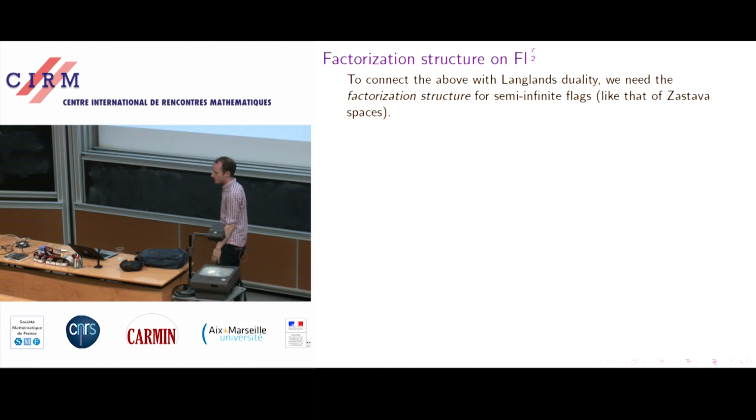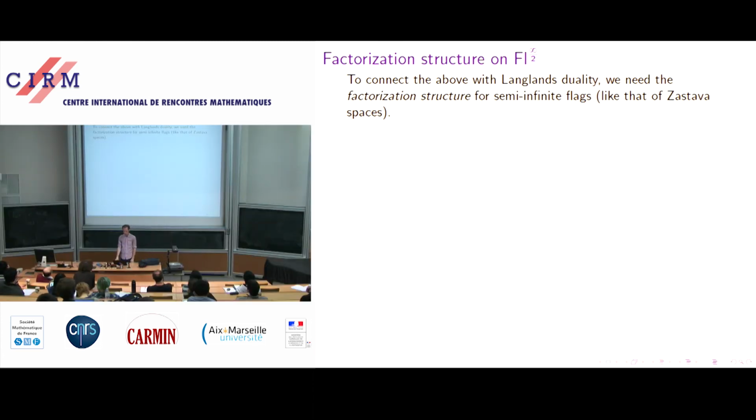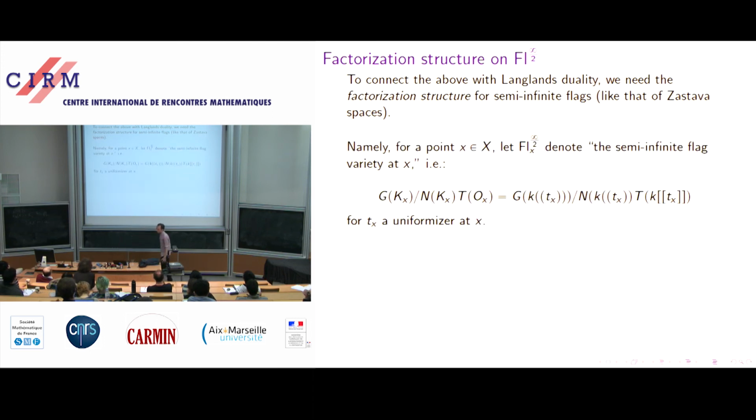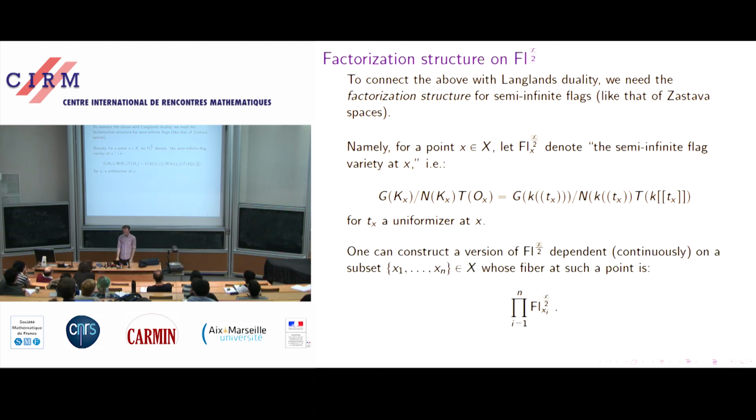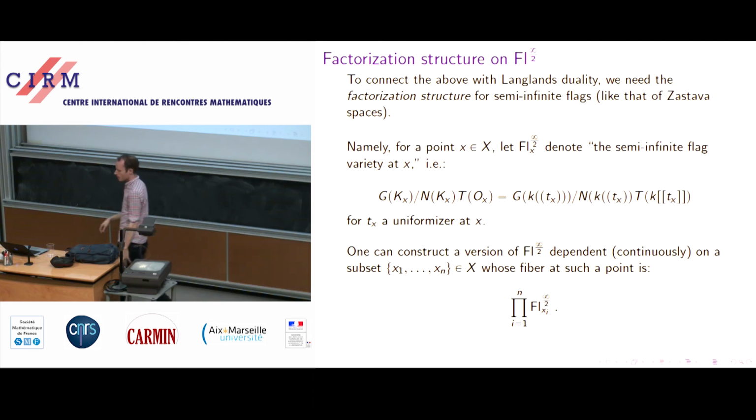OK, so now I want to connect those computations with these earlier conjectures, this Langlands duality for D modules on the semi-infinite flag variety. In order to do that, I'm going to need to appeal to the so-called factorization structure on the semi-infinite flag variety. I'm using factorization in the same sense, more or less, as I used it for Zastava spaces before. Roughly, here's what it is if you've never seen this stuff before. If you have a point in your curve, there's a semi-infinite flag variety at that point. You just take Laurent series and Taylor series based at that point in your curve. And if you know the Beilinson-Drinfeld Grassmannian, it shouldn't be surprising that there's a version that depends, so to speak, continuously on a finite subset of the curve. Its fiber at those points is this product of semi-infinite flag varieties. But as the points collide, different factors eat each other up.